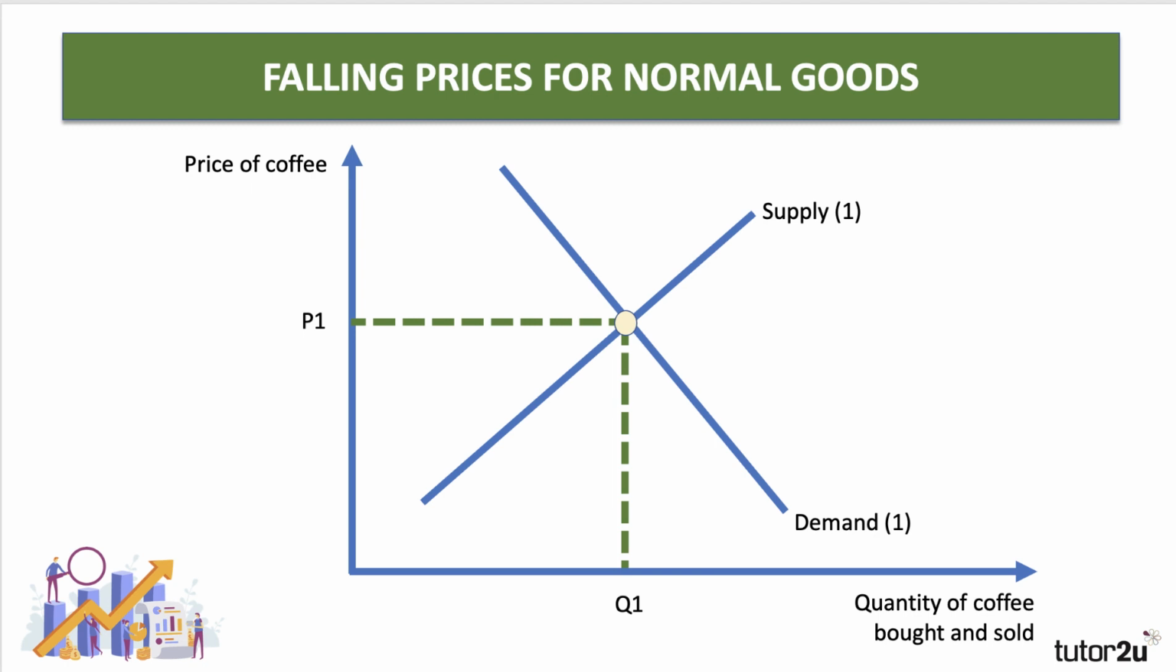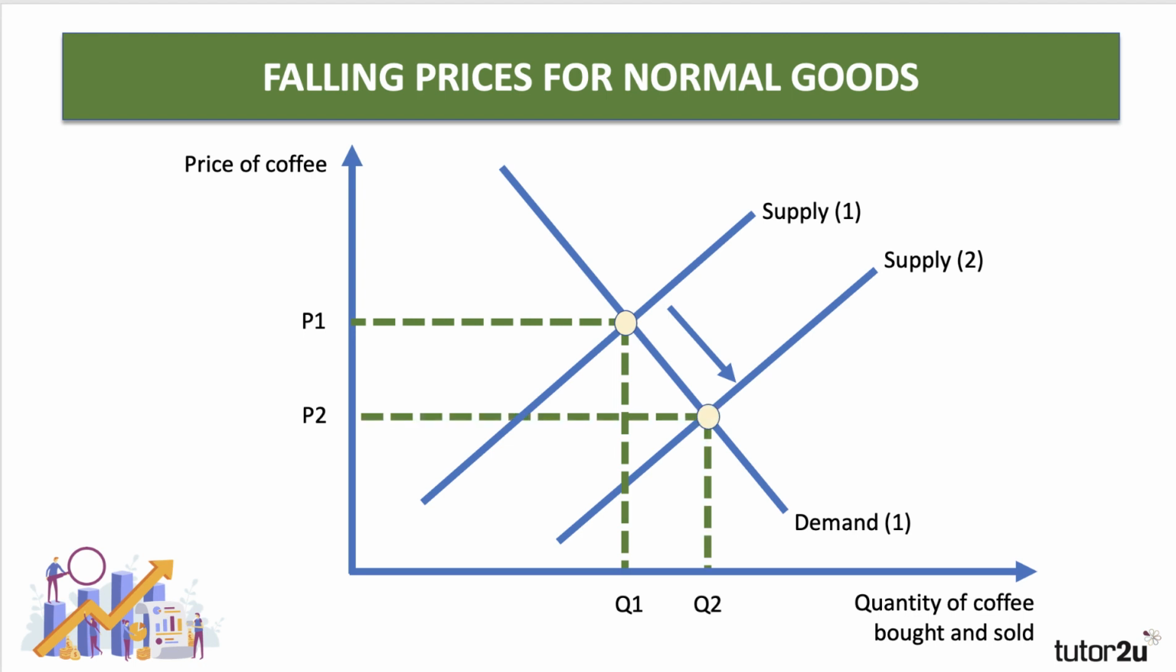When we come to think about falling prices, well, if the price of coffee falls, for example, there might have been an increased supply of coffee, which causes the price to go down, P1 to P2, and the quantity bought and sold to rise from Q1 to Q2. So we move down the demand curve. There is an expansion of demand.